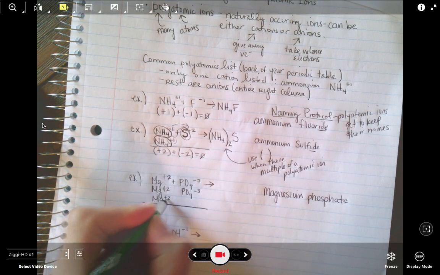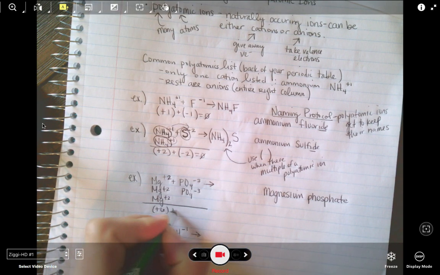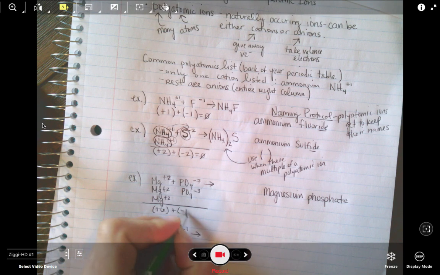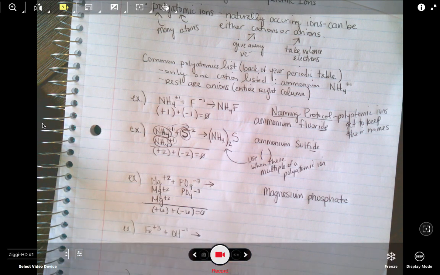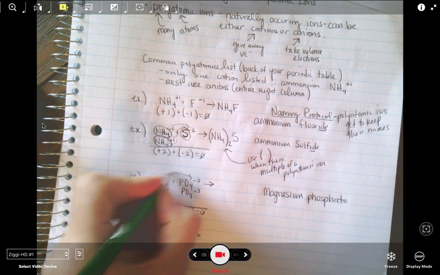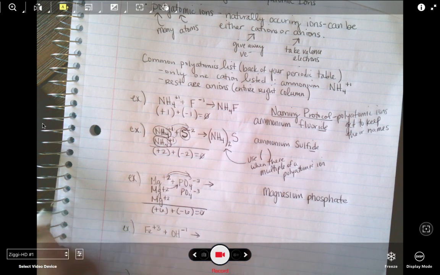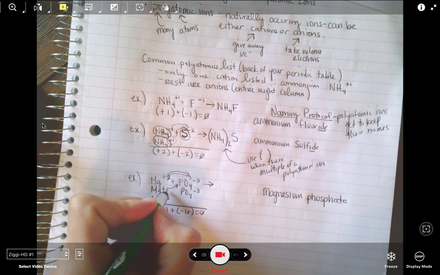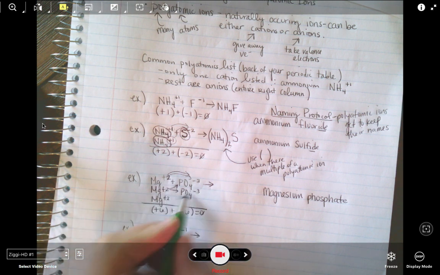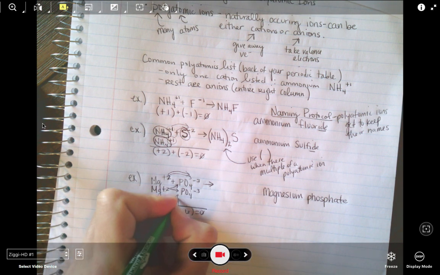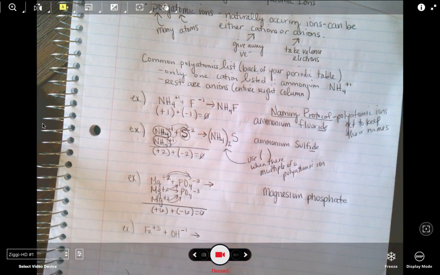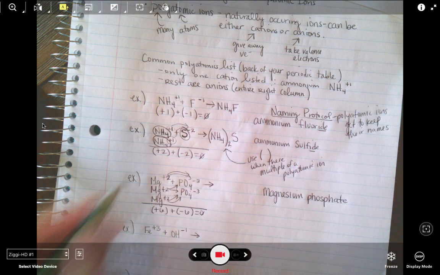So +2 +2 +2, that's +6. Add that to -3 and -3, which is -6. My charges cancel out, so these 2 electrons will transfer to the phosphate. It needs 1 more, so it'll get transferred from the 2nd magnesium. The 2nd magnesium will transfer its next electron to the 2nd phosphate, and then these 2 electrons will complete the octet rule of that 2nd phosphate. So all the electrons have been distributed, octet rule has been completed.